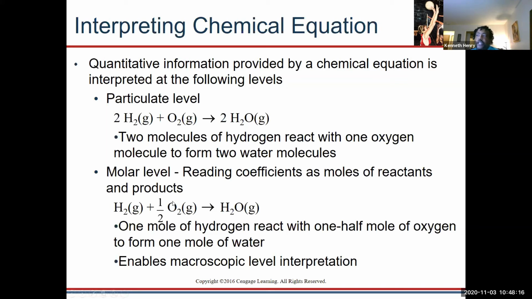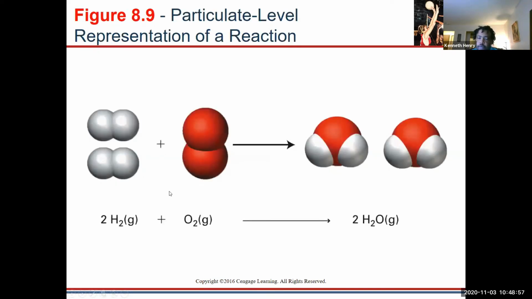If we're talking about the molecular level, we can have half coefficients because we know a mole is a whole bunch, 6.022 times 10 to the 23rd. So we could have fractions, or 0.25 of it. In that context, 1 mole of hydrogen gas plus a half mole of oxygen gas is going to yield 1 mole of water. That's the molar level, the higher level, when we scale up.